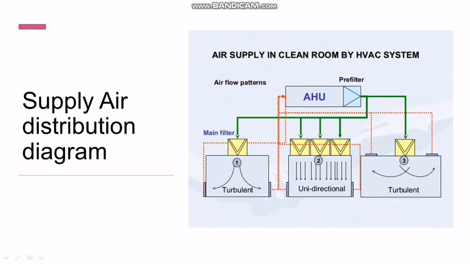This is the supply air distribution. We have different requirements in different clean rooms. Sometimes we need unidirectional flow, sometimes we need turbulent, which is non-unidirectional flow. So this is the AHU. It provides air through filtration to the clean room, filters the air, and then recirculates it back to the AHU through filters. I will discuss what kind of filter you will use for your clean rooms in the next slides. These are some requirements where you will need turbulent and where you will need unidirectional. I will discuss it later.